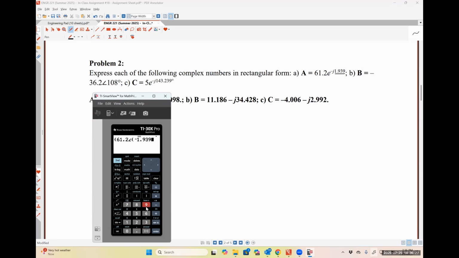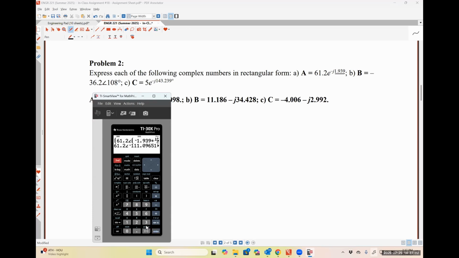1.939 in radians. We can see that my calculator is in degree mode. So what I'm going to do is multiply this number by a factor of 180 over pi, and that's converting it into degrees for me. And so now, closing those parentheses, and when I press enter, it's going to give me this answer in polar form, which is just the same number with the angle expressed in degrees.